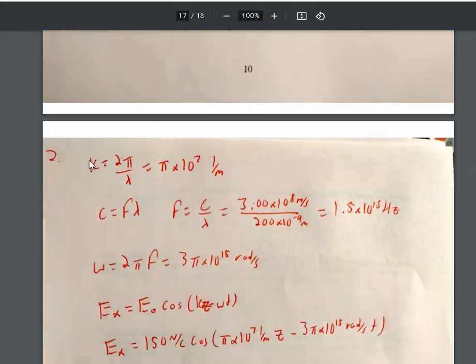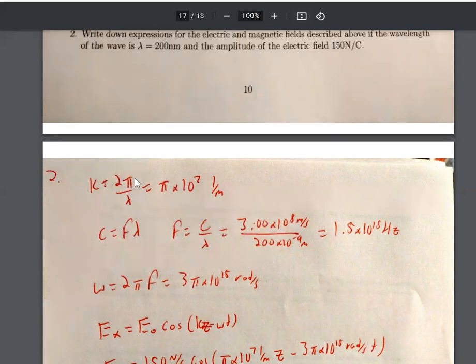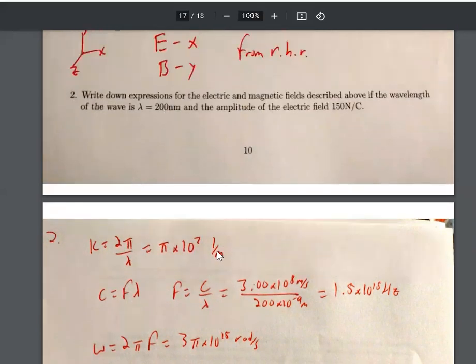So first off, the wave number is 2 pi over the wavelength. Our wavelength was 200 nanometers. That gives us a wave number of pi times 10 to the 7, measured in inverse meters.